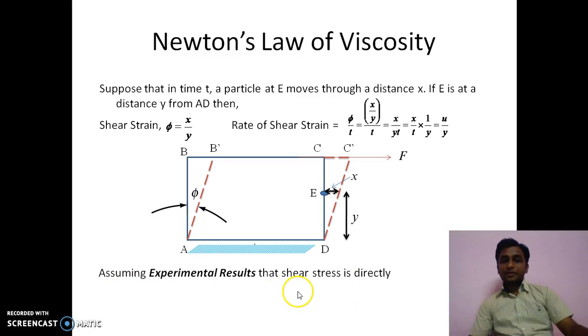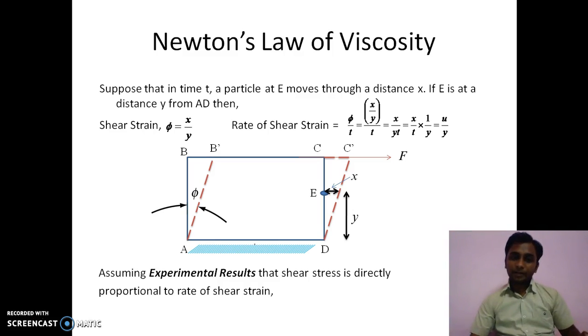Now assuming experimental results that shear stress is directly proportional to rate of shear strain. So in the previous example also we have understood that in case of fluids there is a continuous deformation. So definitely shear stress will be dependent on the time element. So shear stress will be directly proportional to rate of shear strain.